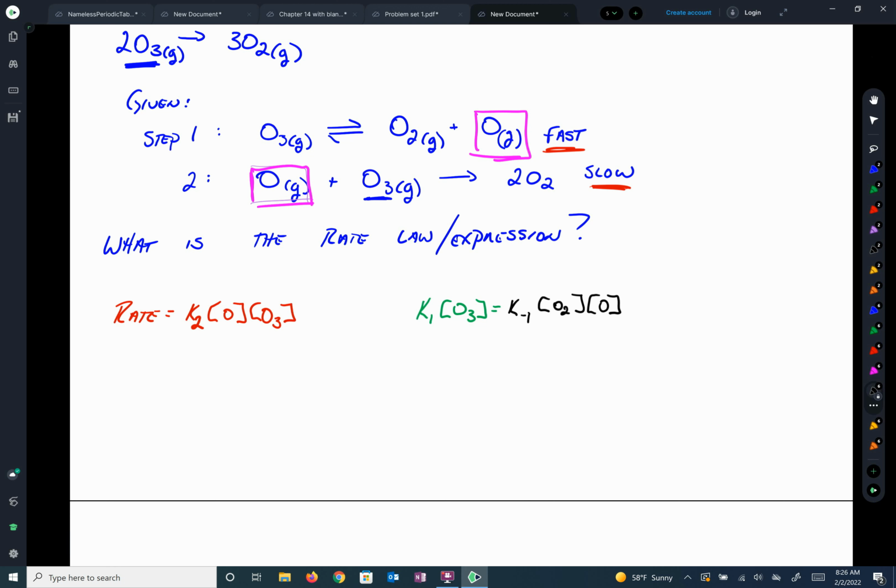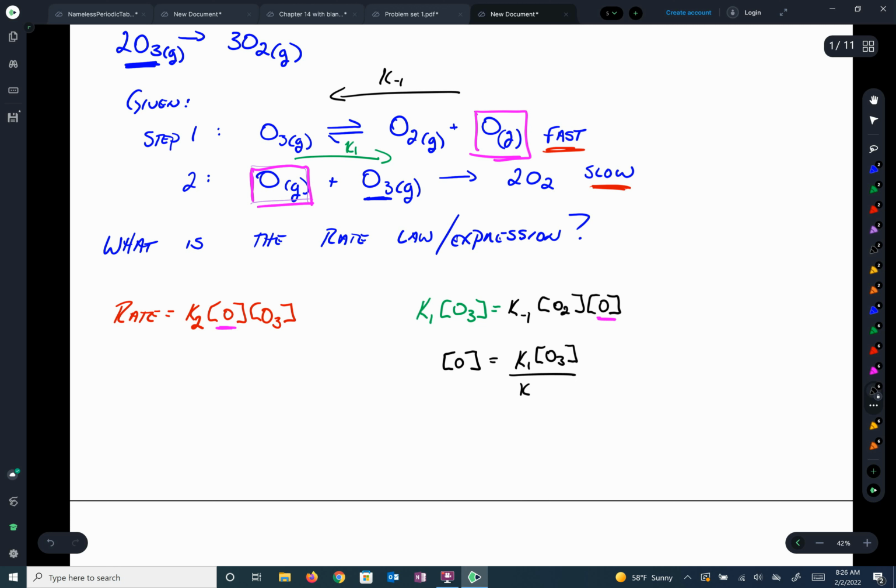Everybody with me on this? So we have the k minus 1 and we have k1 there, so the forward versus the reverse reaction rate for the fast step. Now remember, our problem is this guy, the concentration of O. So let's just rearrange here. The concentration of O is going to equal k1 [O3] divided by k minus 1 [O2]. So just divide by k minus 1 [O2].